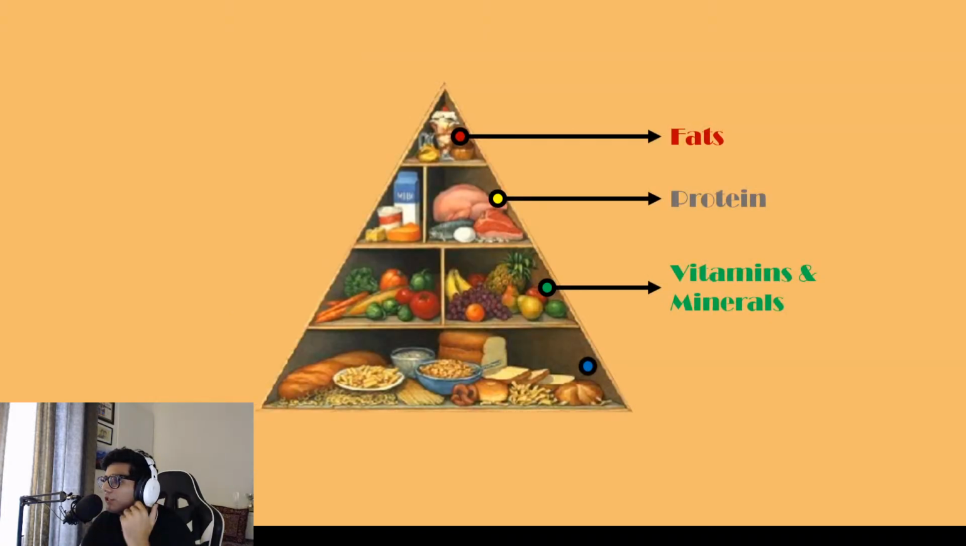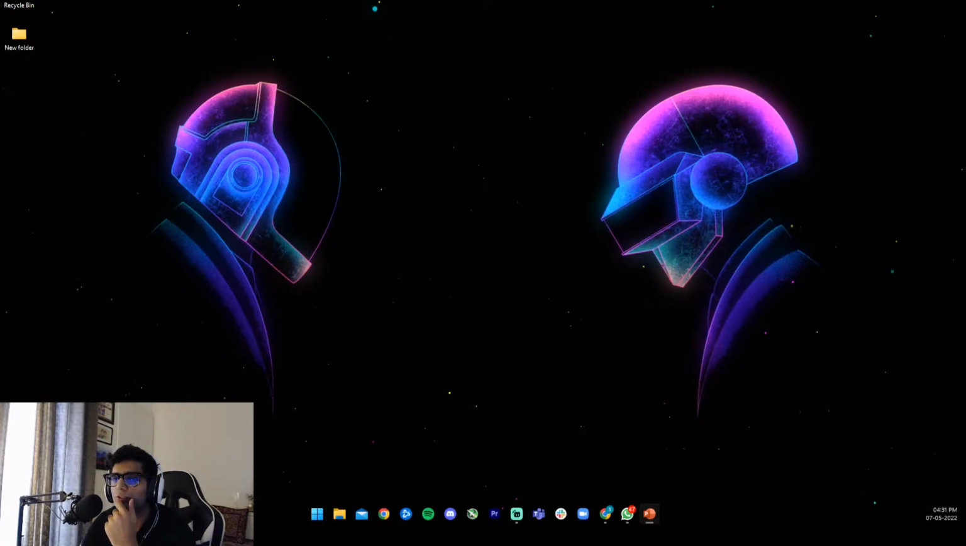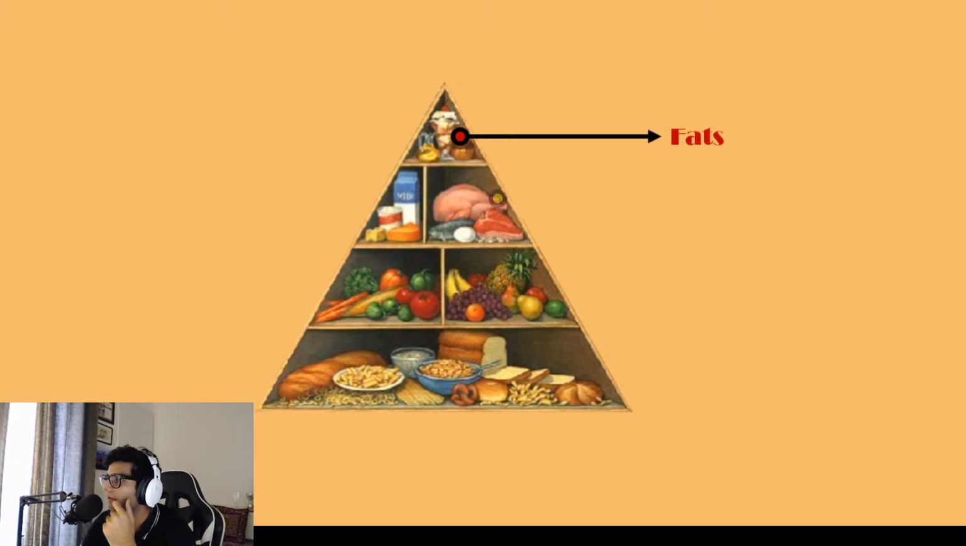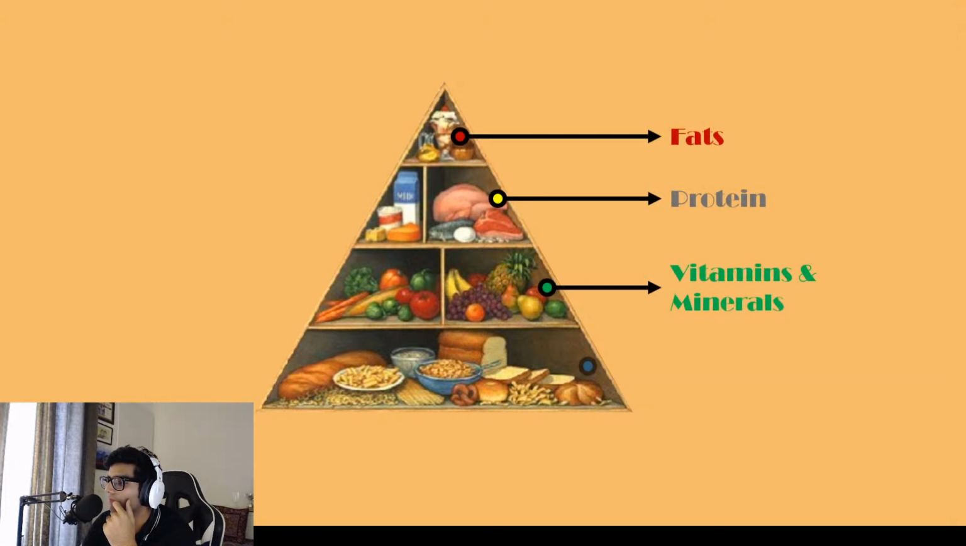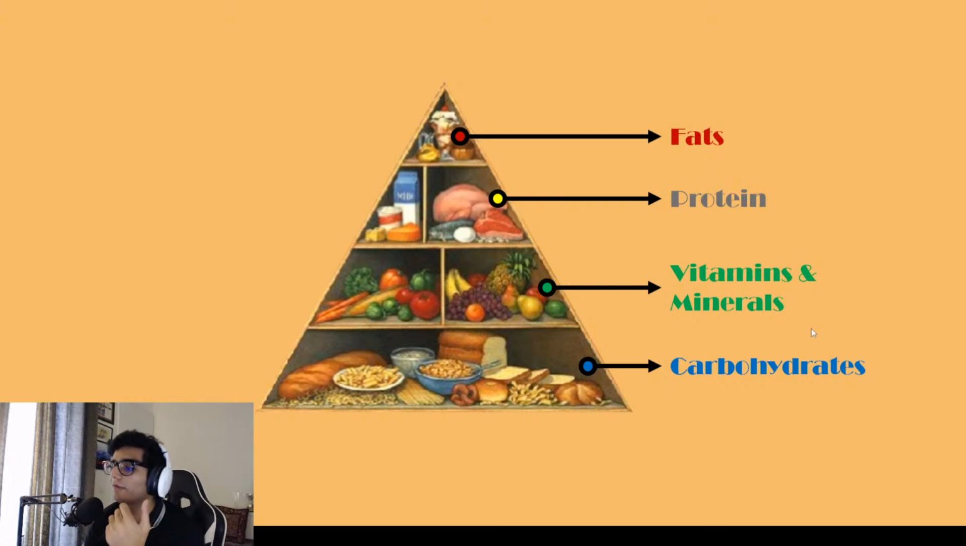So in this picture, you can see we have fats, proteins, vitamins and minerals. We also have carbohydrates. Right. So this is the picture. This is what we need. This is what we eat.